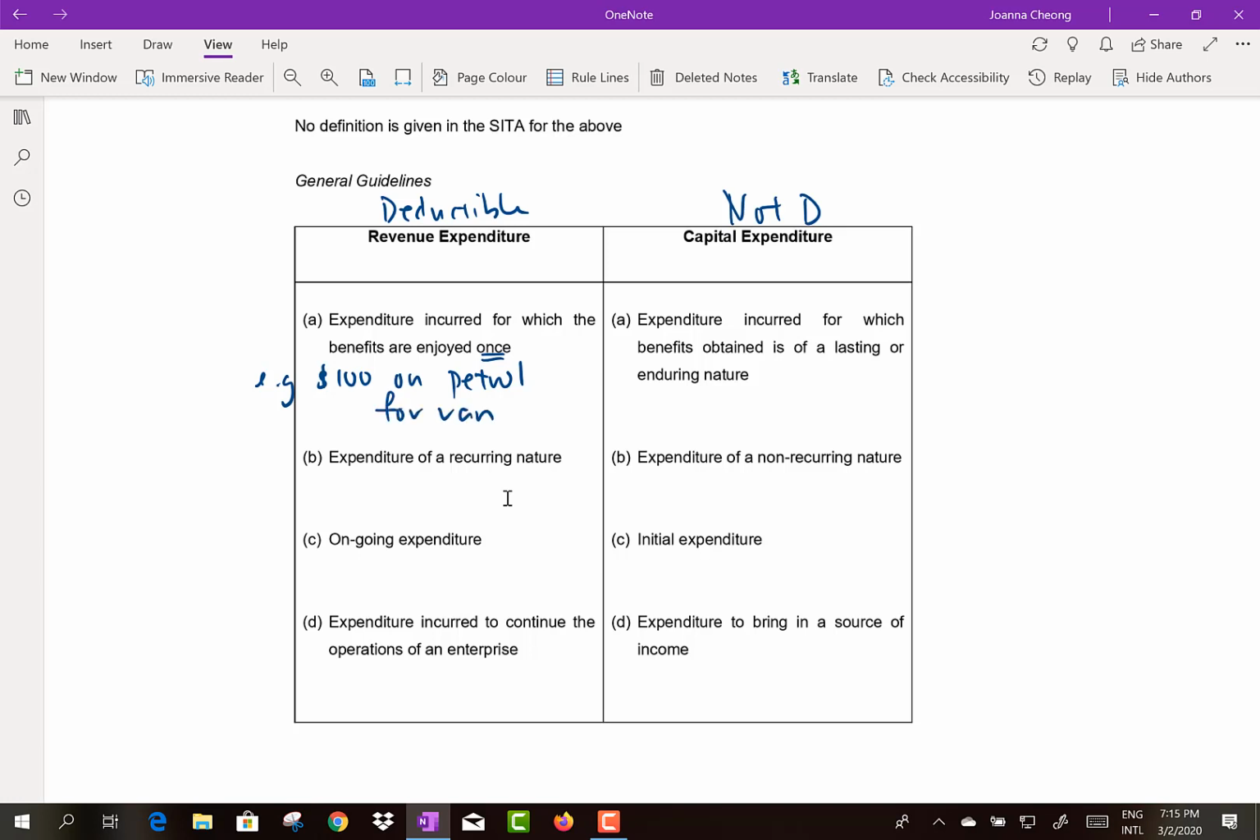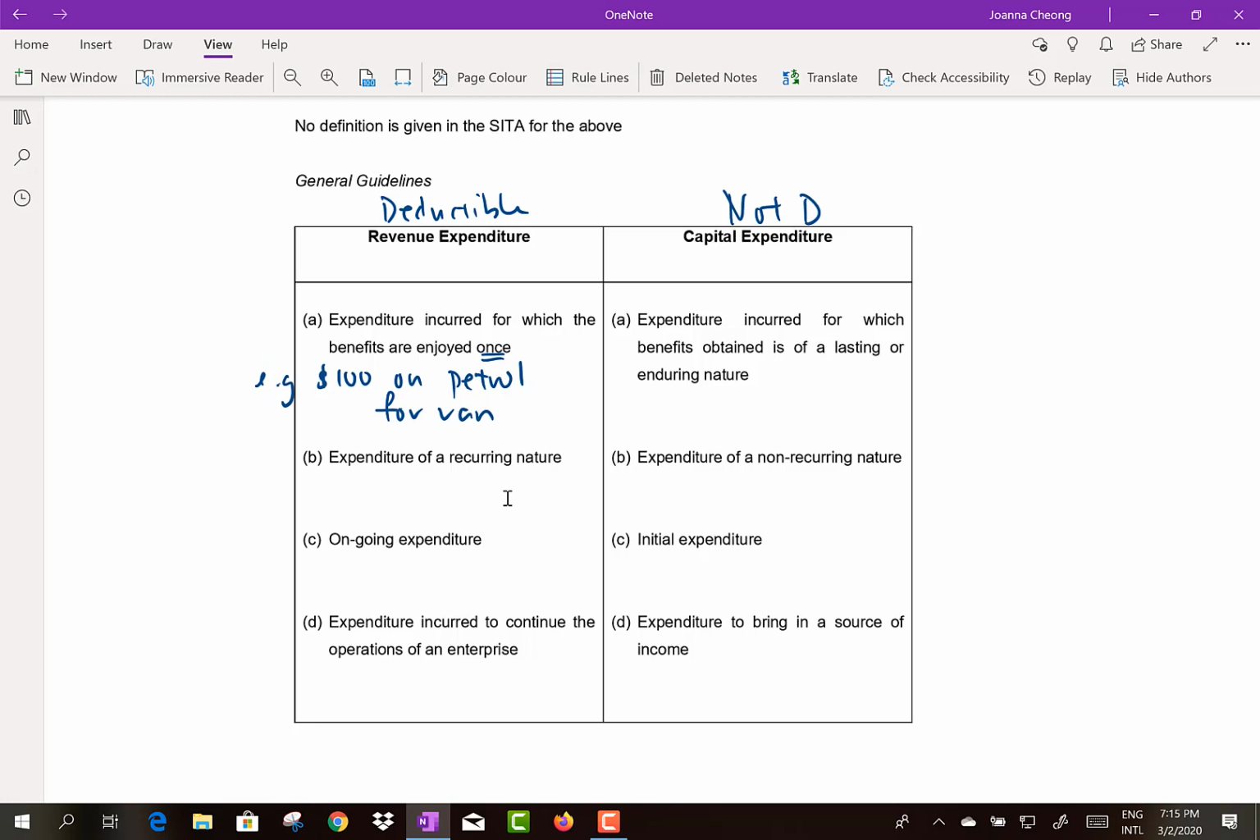Alright, do you think that the $100 expense you incur on petrol, the benefit is long lasting? Not really. One week later, the petrol is used up, then you have to pump again, right? So it sounds recurring to you, right? Yeah, so this $100 should be deductible because it is revenue in nature.